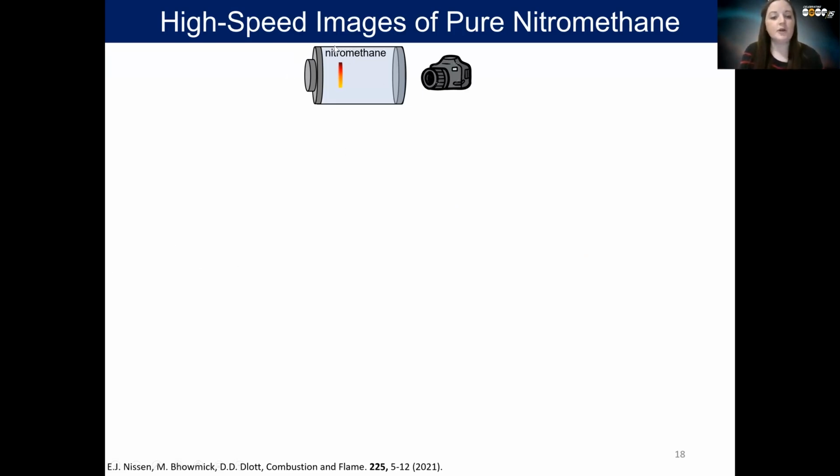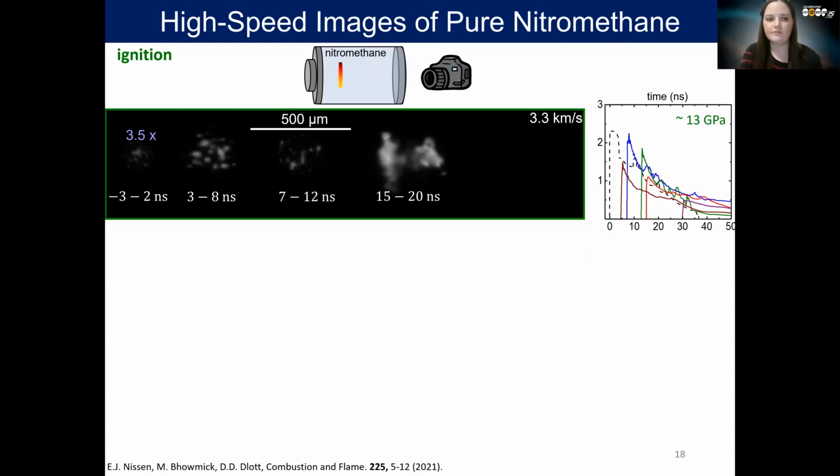So we have the flyer plate coming in from the left-hand side, and the shock front is flying directly towards the camera. The first region of reaction is at that input threshold of the ignition at 13 gigapascals, where the reactions are just starting to go off. There are some hot spots, but there's just not enough energy to maintain them.